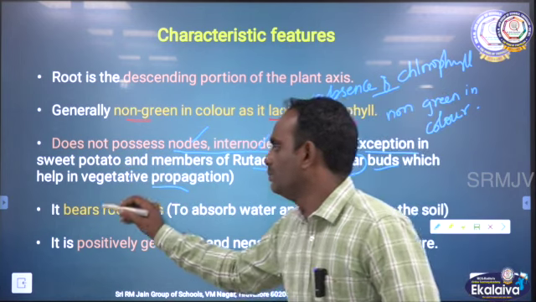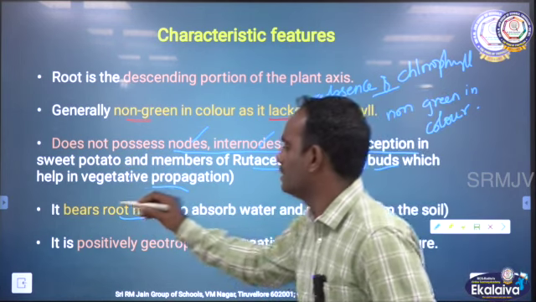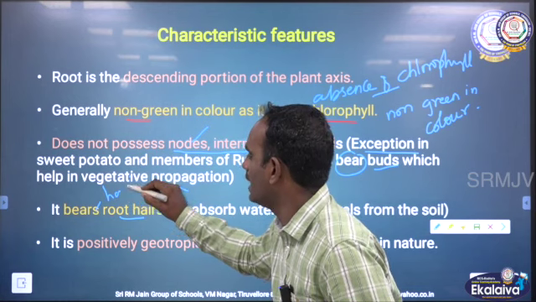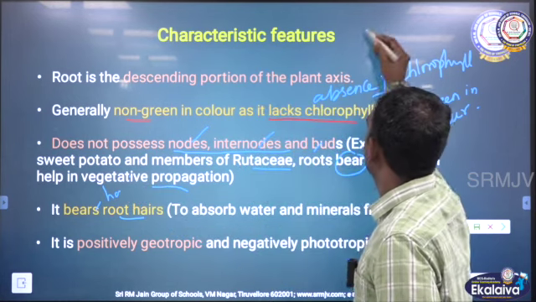Next, a root bears root hairs. Roots have small root hairs. So, see here.